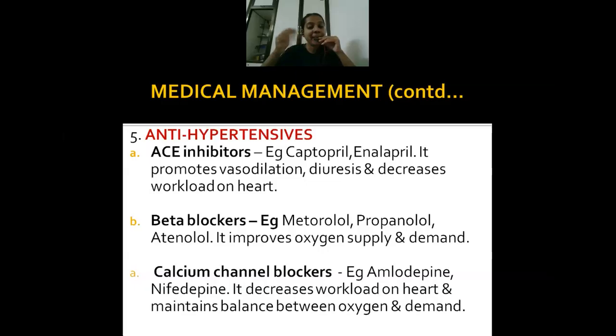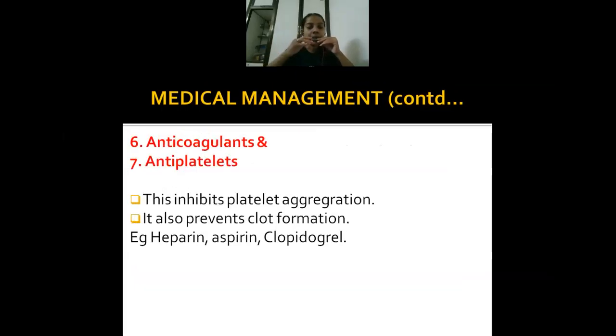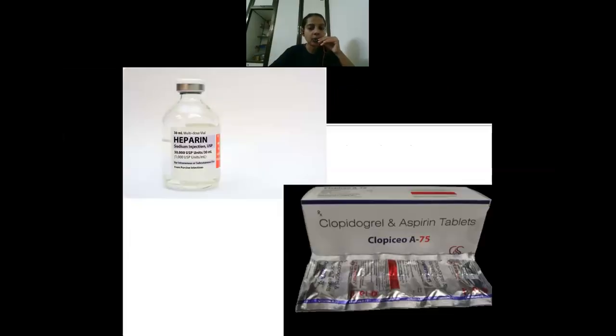Next, anticoagulants and antiplatelets can also be given, because they inhibit platelet aggregation and prevent clot formation, so dislodgement of the clots will be prevented. For that you can give heparin, aspirin or clopidogrel. Here you can see the drugs. The commonest drug we give is the aspirin and clopidogrel combined tablet. And this is heparin.